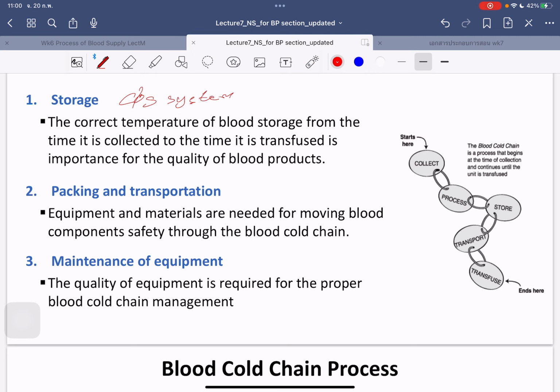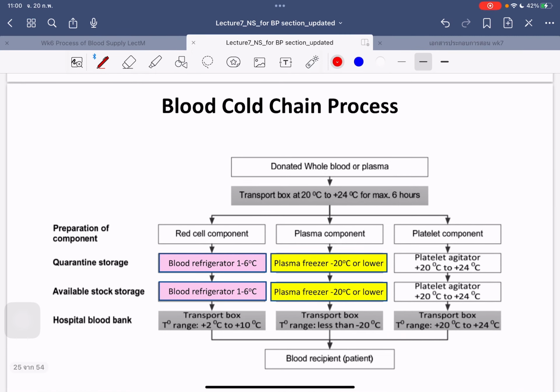So the blood cold chain process in the blood bank is composed of 3 components. The first one: when you donate blood, the whole blood has to be transferred at 20 to 24 degrees Celsius within 6 hours. I would like you to remember this line because it's very important when you work in a hospital. Transport at 20 to 24 degrees Celsius for 6 hours, and then you process it to separate each blood component.